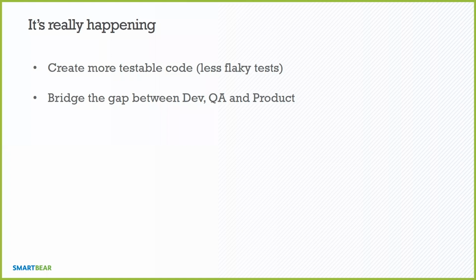Another important thing that came out of the experiment was that the bridge between dev, QA, and the product teams is significantly declining, and it's another thing that's important to notice as the shift left DevOps movement is happening.